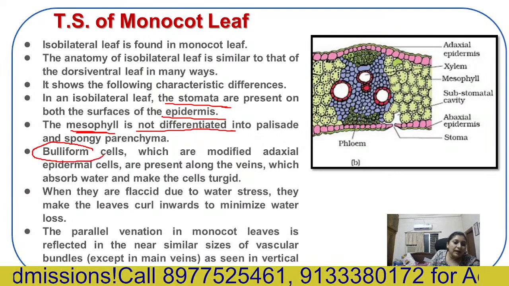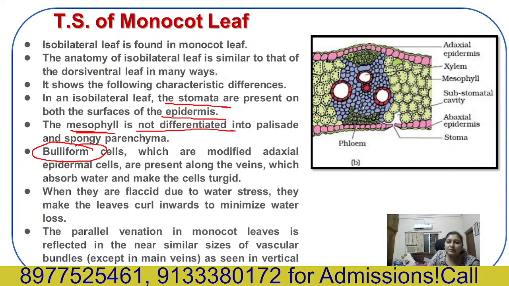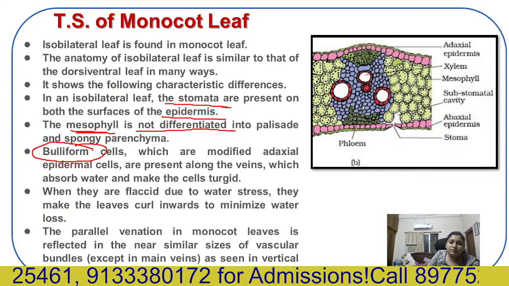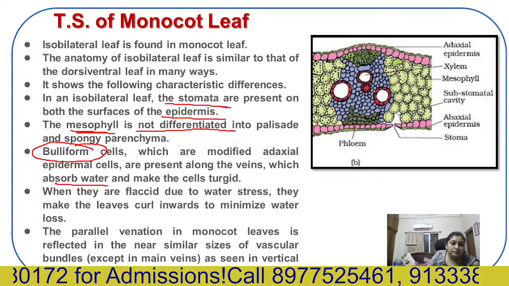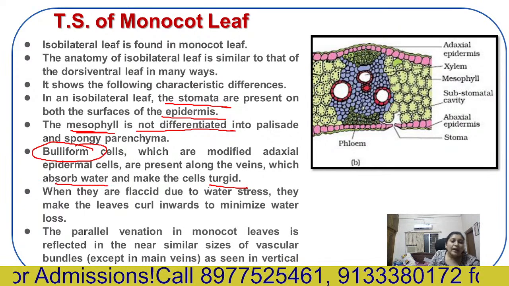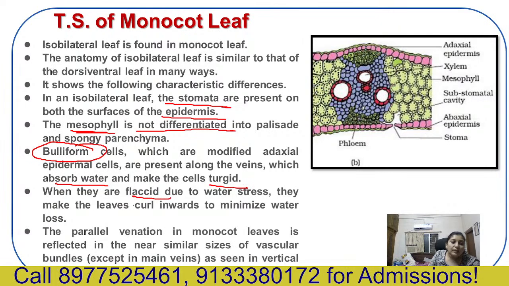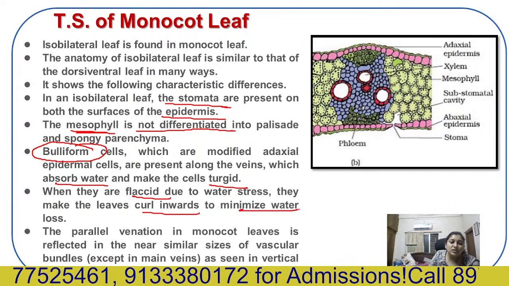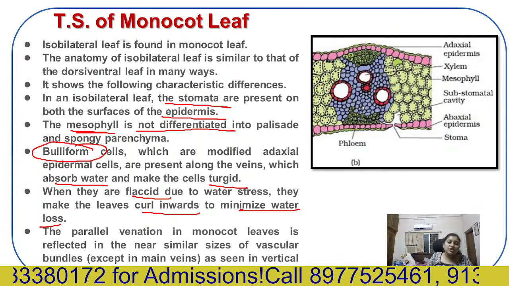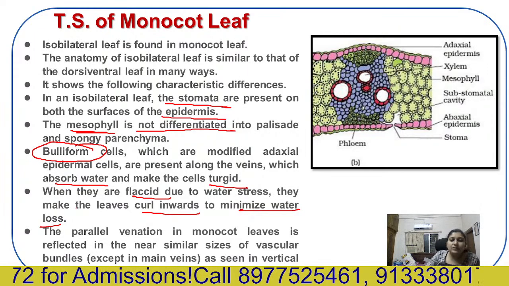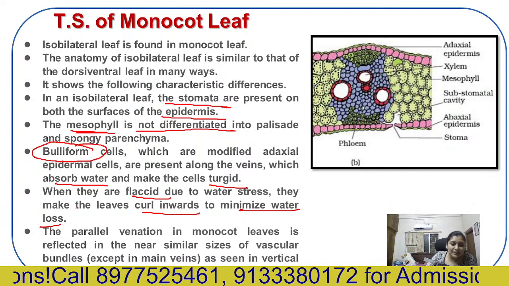An important part is the bulliform cells, which are modified adaxial, that means upper epidermal cells. They are present along the veins, which absorb more water and make the cells turgid. And when they are flaccid due to water stress, they make the leaves curl inward to minimize water loss. So, curling of the leaves inward in case of grasses, which cells are responsible? In that answer you need to select bulliform cells.